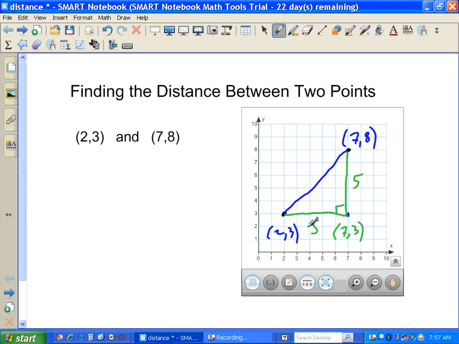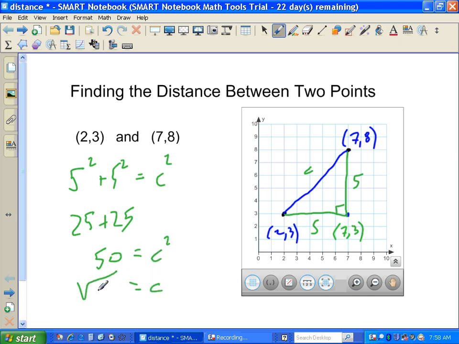We all know if we have 2 sides of a right triangle, we can use the Pythagorean theorem to get the third side. So essentially what we've got is 5 squared plus 5 squared equals, we'll call that c squared. 5 squared is 25, 5 squared is still 25, 25 plus 25 is 50. That's what c squared is. So c is equal to the square root of 50.